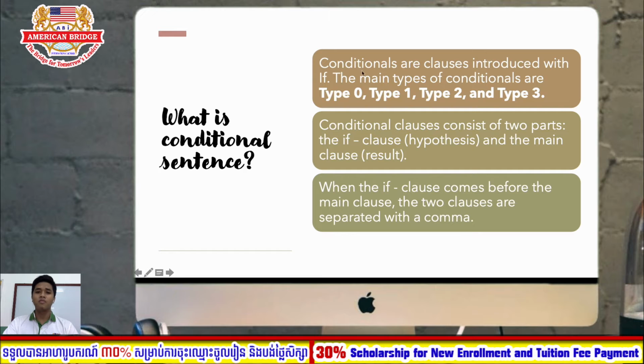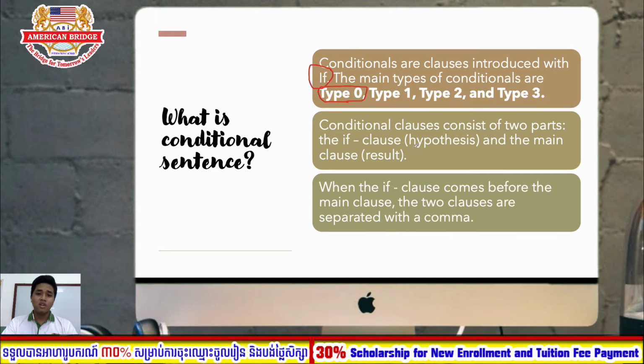If we see the word conditionals, it refers to clauses introduced with the word if, right? With the word if right here. So the main types of conditionals, there are three types. There are four actually. We have type 0 or zero conditional, type 1 or the first conditional, second conditional or type 2, and the last one is type 3, which is the third conditional. But as I said, we will only focus on type 0, which is the zero conditional.